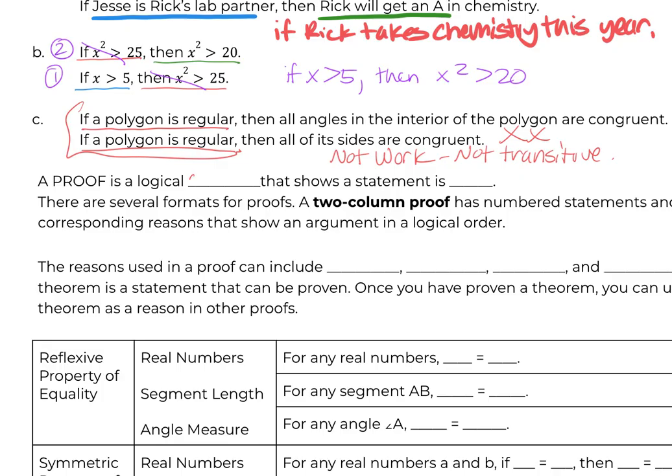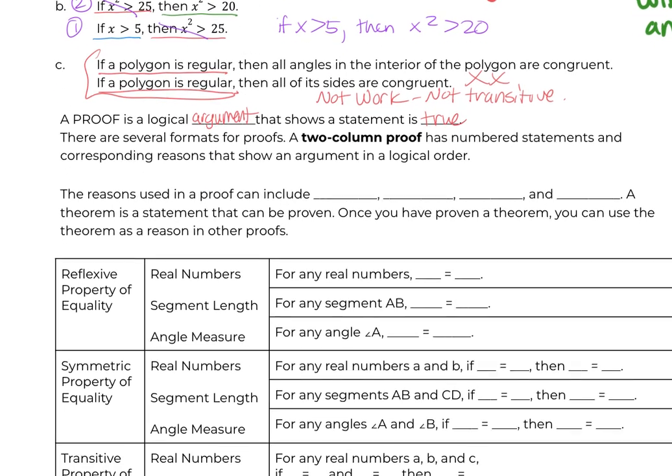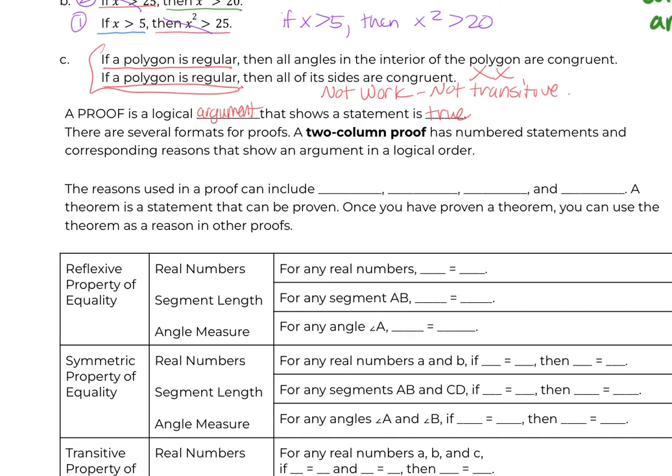Again, proof is a logical argument that shows a statement is true. There are several formats for proofs, and a two-column proof is the one I'm going to focus on the most. Your textbook likes to do paragraph proofs, which can be excellent ways to do it, but they can be difficult for people who just don't like to read. Honestly, sometimes you guys love math because you don't have to read in here, at least as much. So I'm going to use a two-column proof.